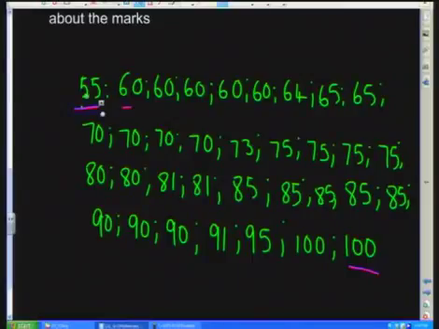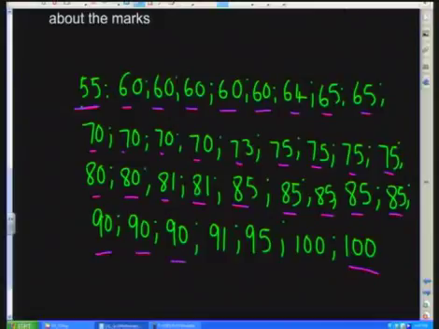So we've got 1, 2, 3, 4, 5, 6, 7, 8, 9, 10, 11, 12, 13, 14, 15, 16, 17, 18, 19, 20, 21, 22, 23, 24, 25, 26, 27, 28, 29, 30, 31, 32, 33, 34.